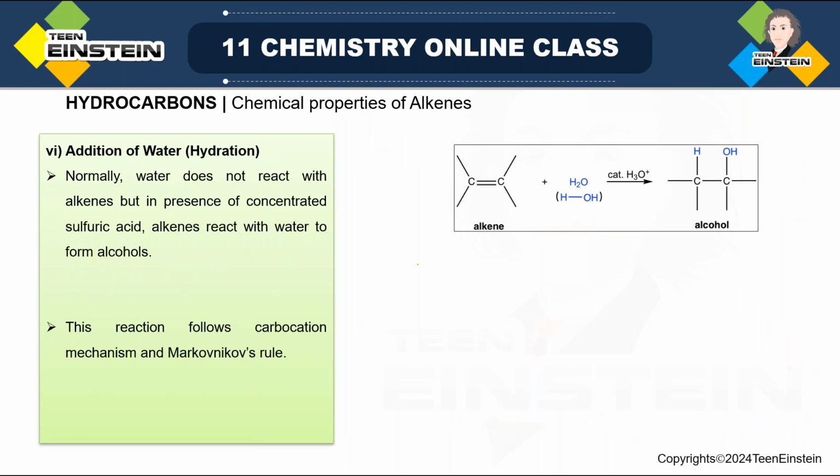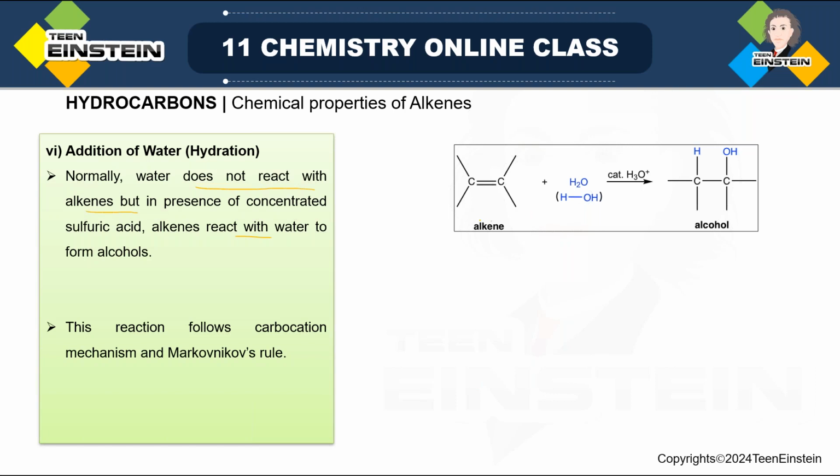Addition of water. Now you will see this is direct addition of H and OH. Normally water does not react with alkenes. If you take simple water, there is no reaction, because water itself is not very reactive. But suppose you have taken some water in presence of concentrated sulfuric acid. Now alkene can react with water to form alcohol.